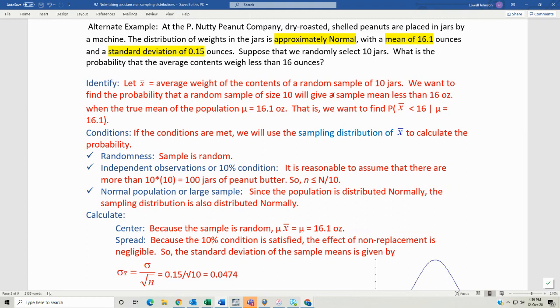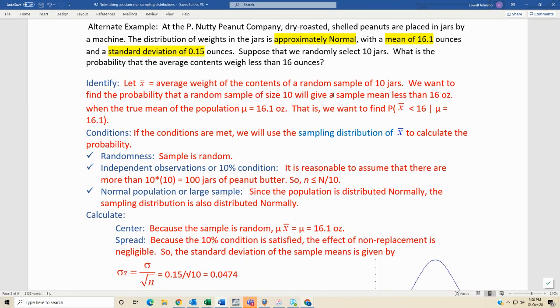Suppose that we randomly select 10 jars. What is the probability that the average contents weigh less than 16 ounces? So I'm imagining that they put on the side of their jar that it contains at least 16 ounces. We are going to use the ICCI method again, so we begin by identifying. Let X be the average weight of the contents of a random sample of 10 jars.